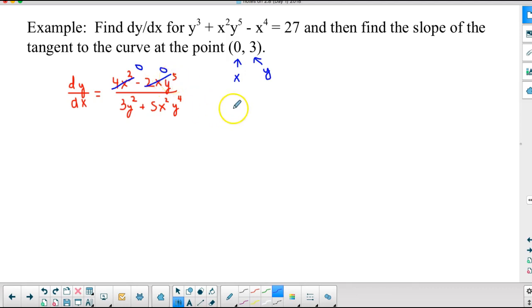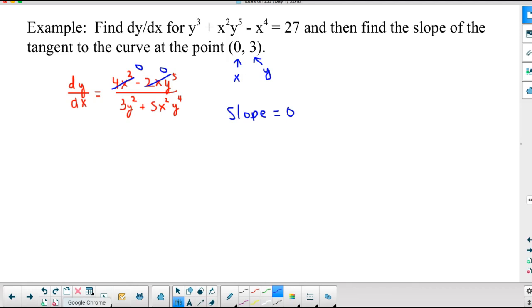So our numerator just ends up being 0. I don't really care about the denominator at this point, because I know if the numerator is 0, that my entire fraction will equal 0, and I know the slope of the tangent at this point will be 0. In other words, we have a horizontal tangent at the point (0, 3).